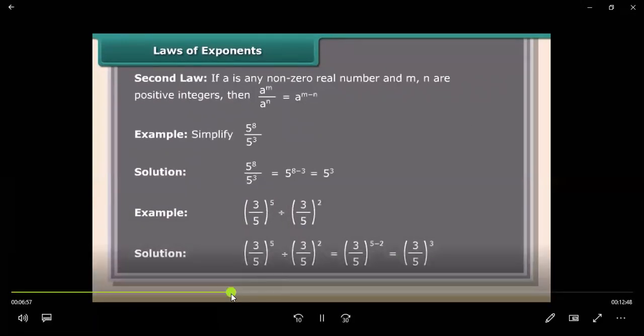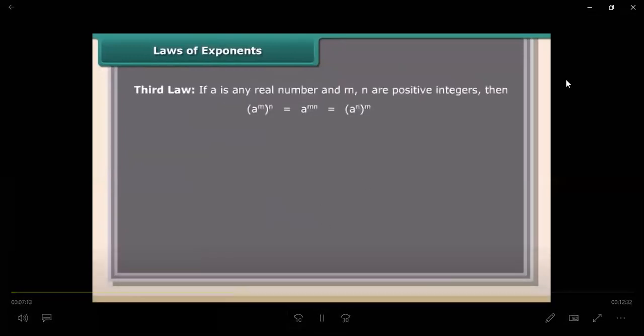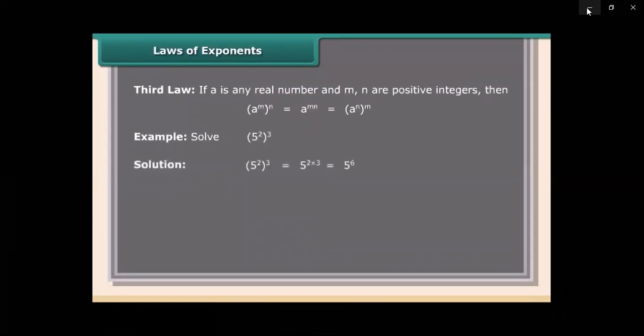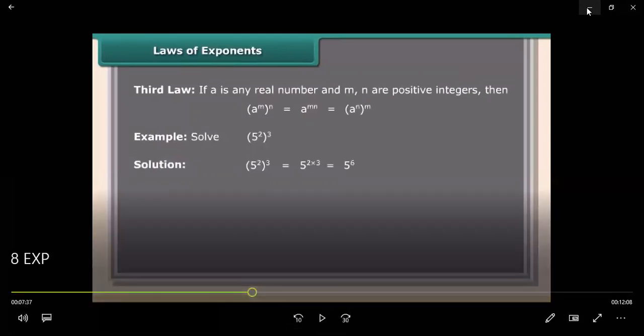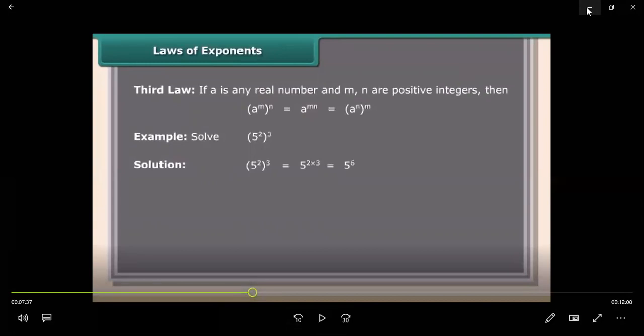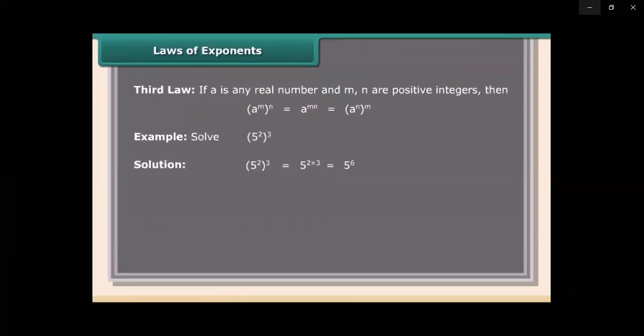So let's discuss the next law, that is the third law. The third law says that if a is any real number and m and n are positive integers, then a raised to the power m whole raised to the power n can be written as a raised to the power m into n. So we can multiply the powers if it is written like that. The example we can observe is 5 raised to the power 2, then whole raised to the power 3, which can be written as 5 raised to the power 2 into 3. That is nothing but 5 raised to the power 6. That is our final answer.